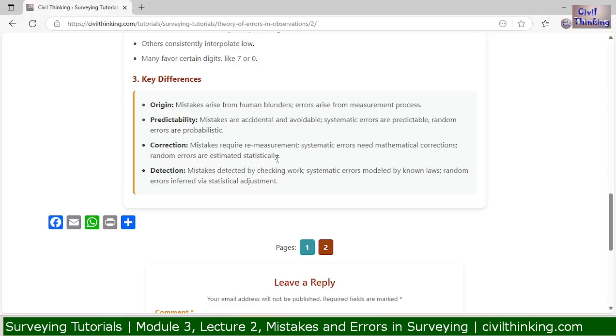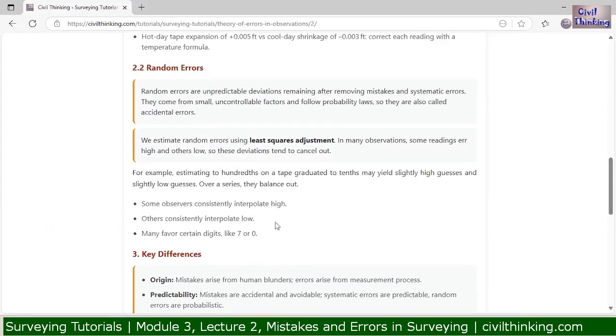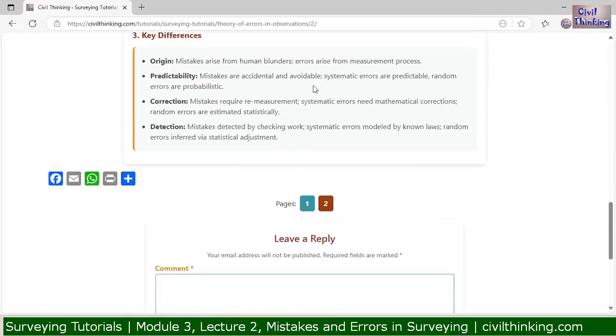Now, random errors, how do we correct them? We correct them statistically. There is no fixed method of correcting random or accidental errors. With the help of statistics, I have told you the method, least square adjustment. It is a statistical or probabilistic method, and we correct them with that.